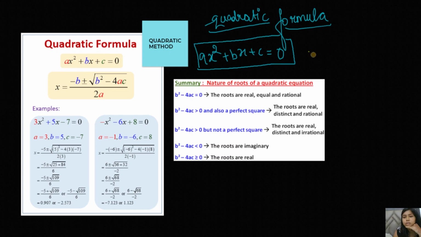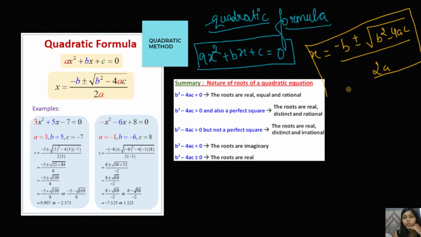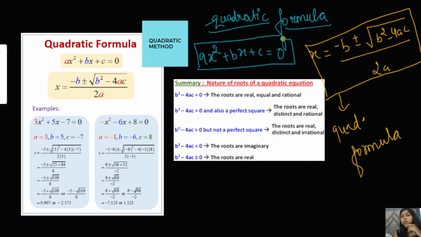According to this, x equals minus b plus or minus root over b square minus 4ac, divided by 2a. This is the whole formula for the quadratic equation, and this is what we call the quadratic formula. I hope this is clear. This is the normal formula and you just have to cram it. Then you just have to put the value of b, which is the coefficient of x, c, which is the constant, and a, which is the coefficient of x square.